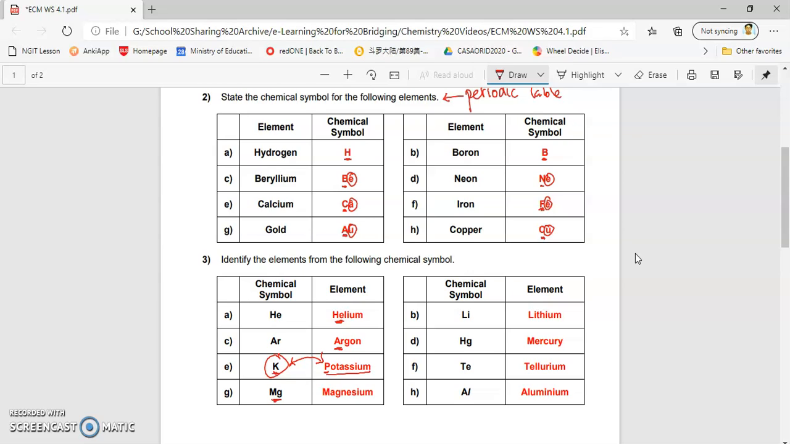So do note that the first alphabet doesn't always equate to the chemical symbol. Same thing, magnesium is Mg, but it's actually Ma as the first two letters. So do remember that the chemical symbol does not always equal the first two alphabets of the element itself. So for lithium, Li, Hg, mercury. It's a little different, so do take note of it. Te is tellurium, Al is aluminium. So once again, key idea, familiarize with the periodic table.